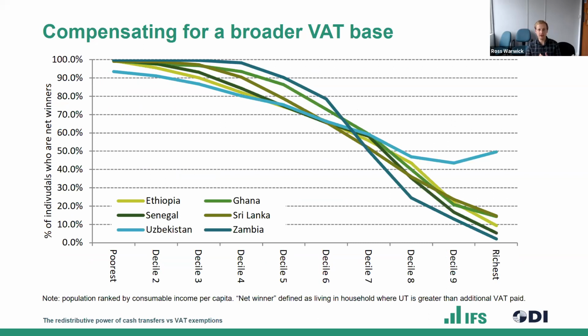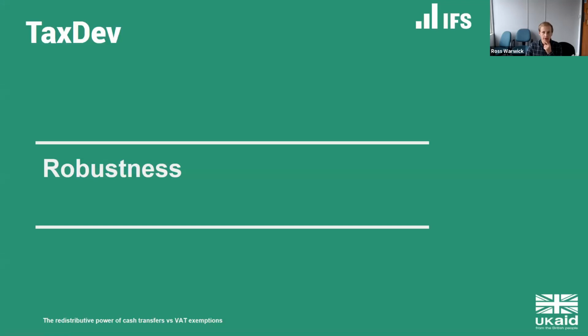And this is a graph showing the share of estimated net beneficiaries from this policy across the distribution in each country. You can see that in the poorest deciles, almost every household would be better off from this policy. And that's actually the case through most of the top 5, 6 deciles. So that wraps up our main results.